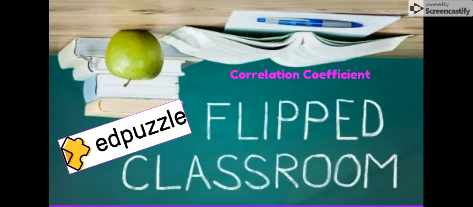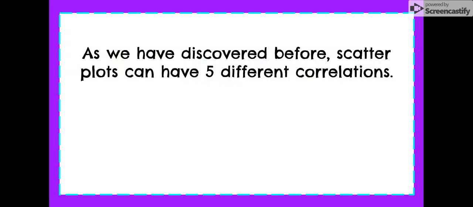We're going to do a flipped classroom again. Today we're going to talk about something called the correlation coefficient. We've already spoken about the different types of correlations that exist in a scatter plot, but today we're going to go a little further, and instead of just using words to describe the correlation, we're going to give it a number.